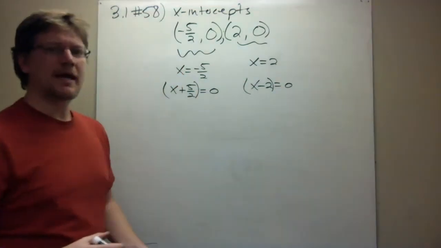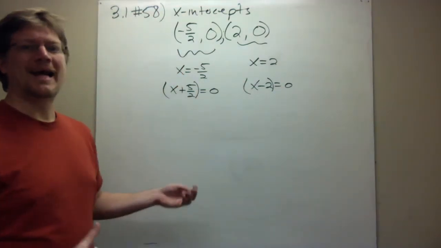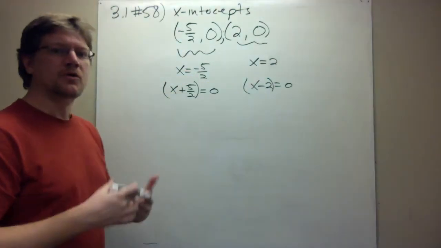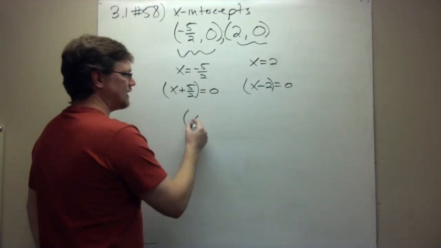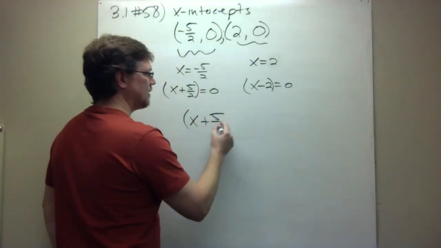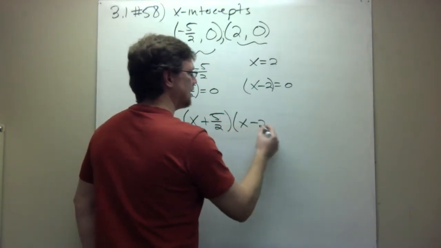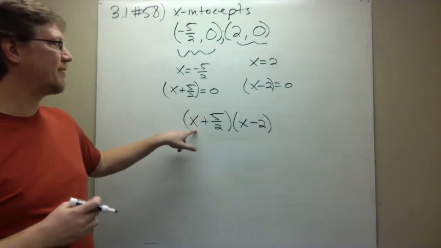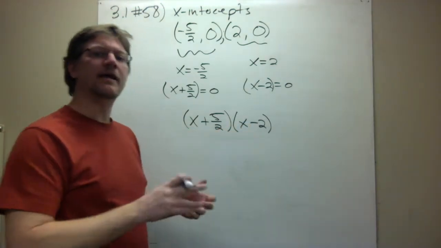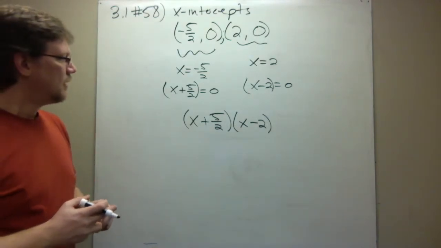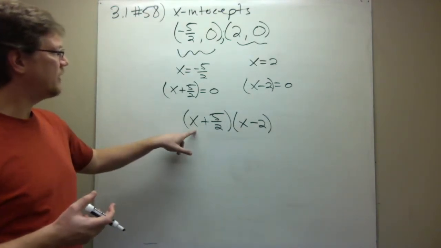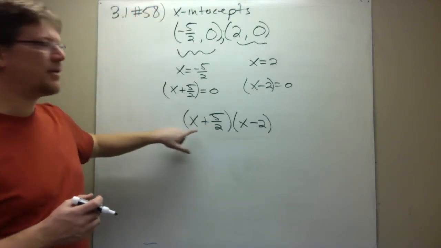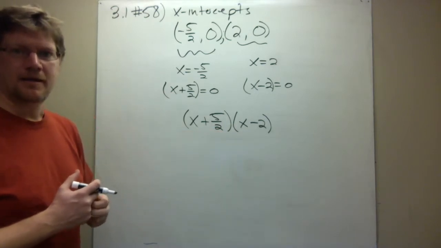If I put these two together in a quadratic equation, I will get a quadratic that is 0 at this point and this point. So whatever my quadratic equation is, it's going to have binomial pieces, x plus 5/2, x minus 2. Because when x is negative 5/2, this is 0. When x is 2, this is 0. That guarantees my zeros. So if I want this thing to be concave up, I need a positive in front of my x squared term.